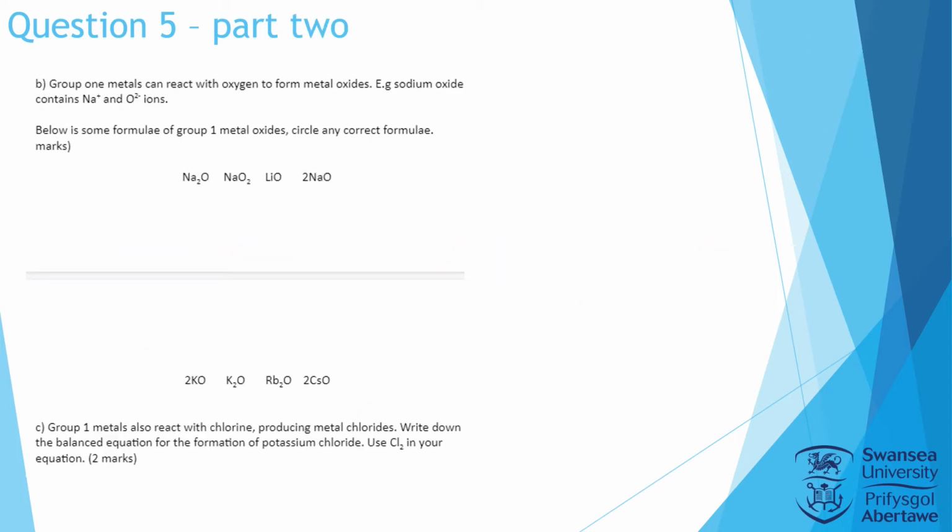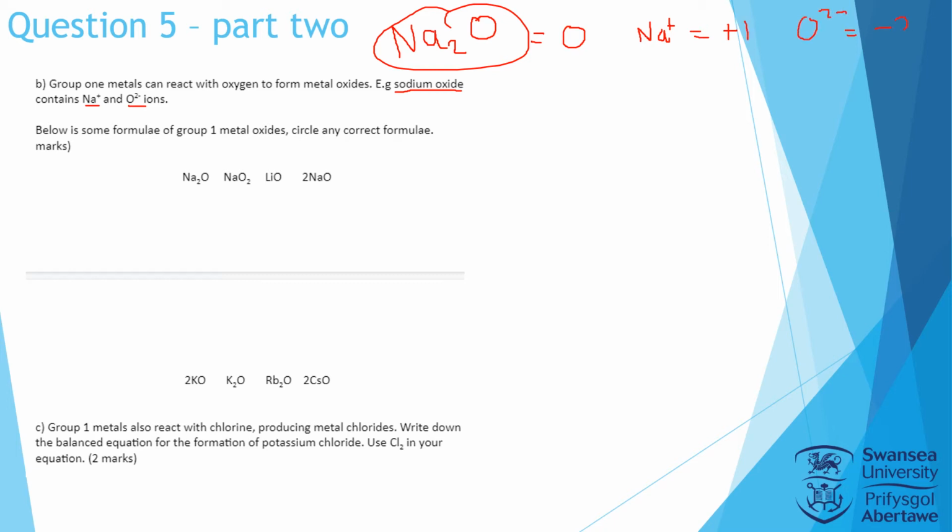This is question 5 continued on, and part B is about metal oxide formation. So there's a nice hint in the question, sodium oxide. Sodium oxide's formula is Na2O, and it contains Na+ and O2- ions. When you make a compound like this, the overall charge equals 0, and Na+ has a charge of +1, and O2- has a charge of -2. To balance out to 0, you're going to need 1 oxygen and 2 sodiums, hence how you get Na2O.